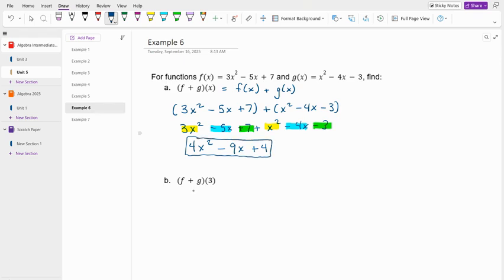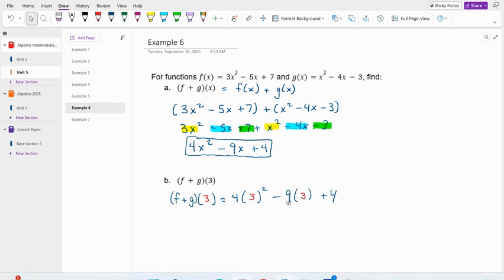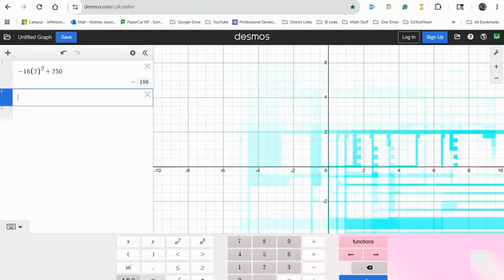And then it says f plus g of 3. So we're going to take f plus g of 3, and this looks just like example 4 and a little bit like 5. We know what f plus g is. So this is going to be 4 times that 3 squared minus 9 times 3 plus 4. So we'll substitute in our 3. We'll head straight over to Desmos.